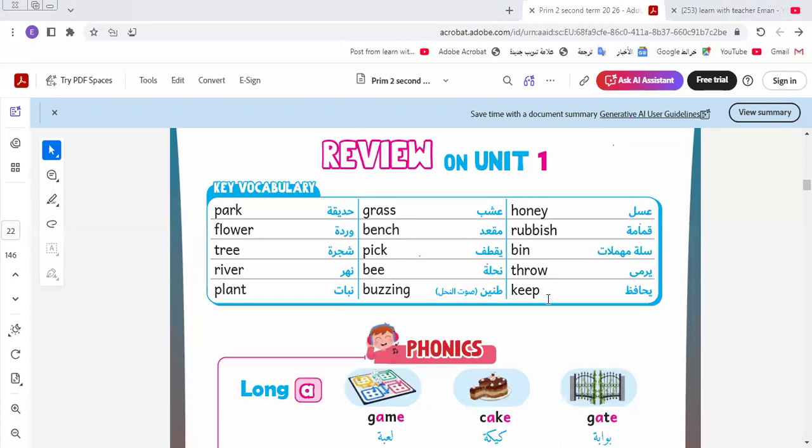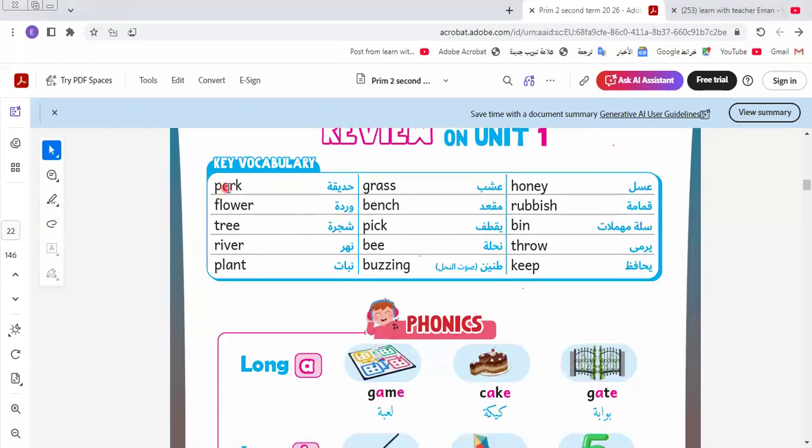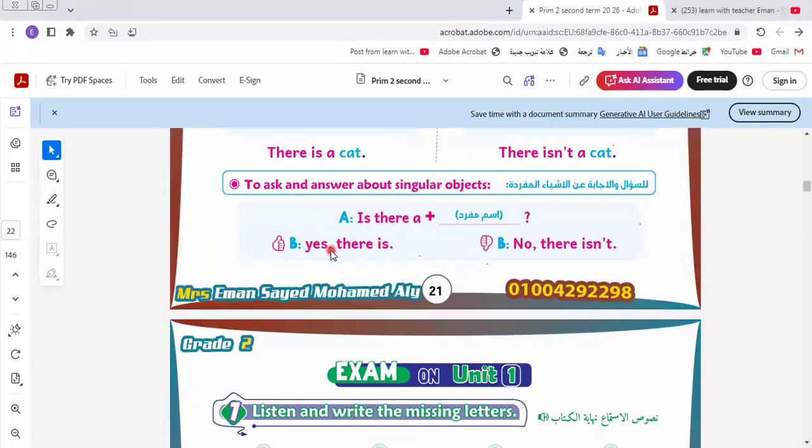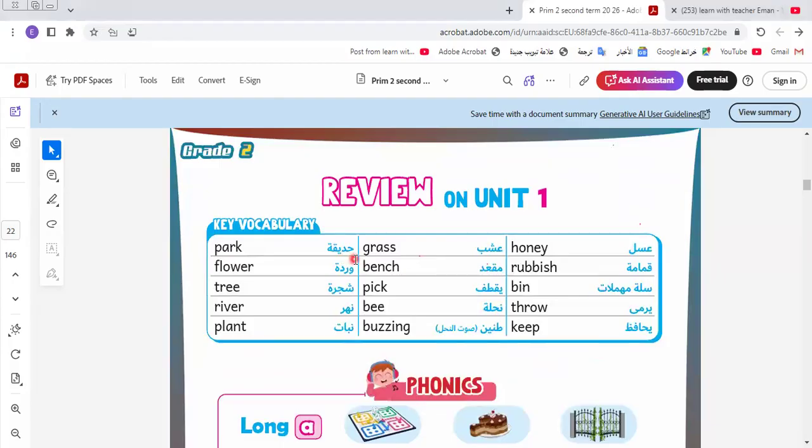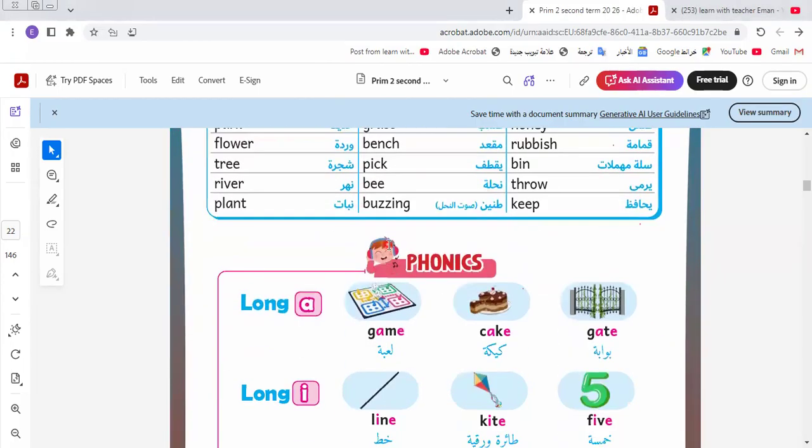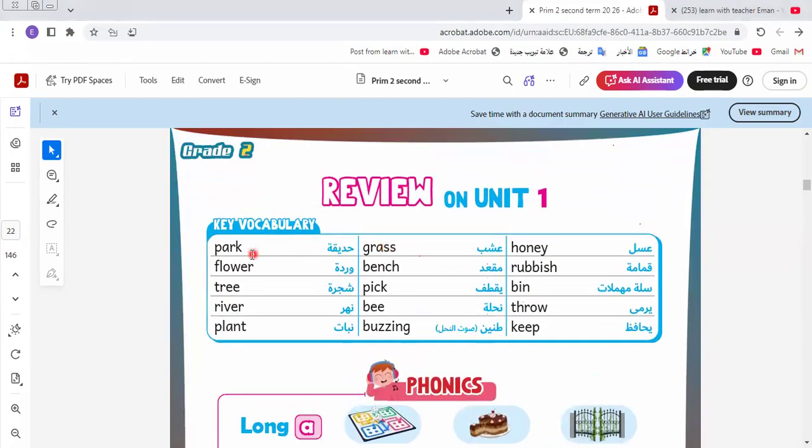In this unit, we learn some vocab. I think this page is a very important page. You must read it, because in this page I give you a review, a brief of what I told during the unit. Here we have some vocab. Let's learn it together. We have bark, grass, honey, flower, pinch, rubbish, tree, big, pin, river, be, through, plant, buzzing, keep.